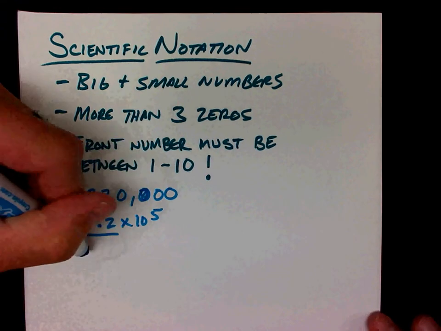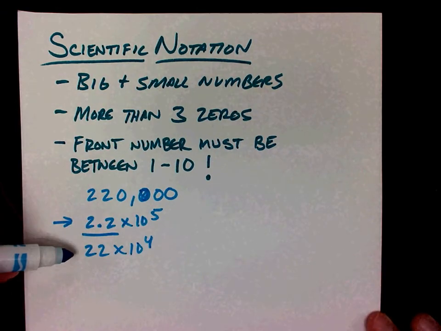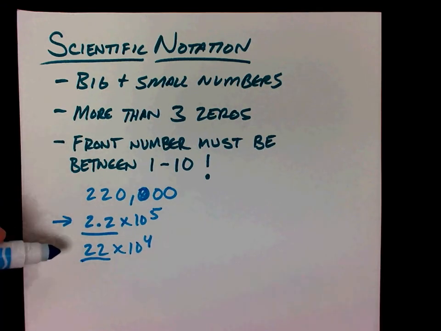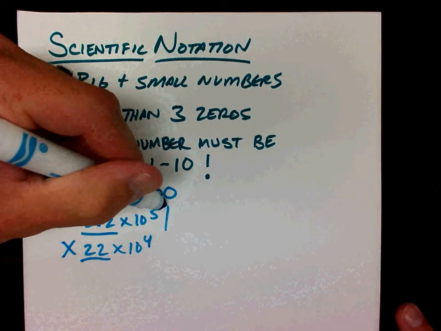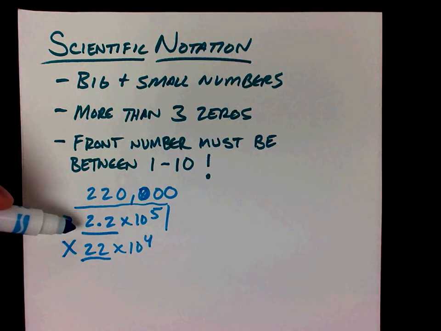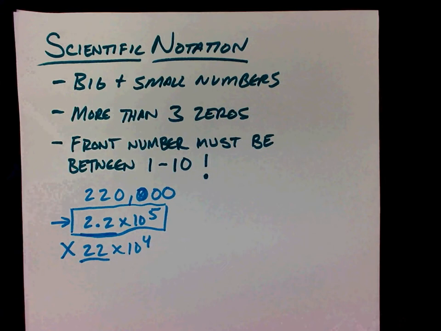You could have stopped short and done this, and numerically speaking, it's the same number, but if you notice, this front number is not between 1 and 10, so this would not be considered proper scientific notation form. So there's always just one correct way to do it. There's always a way to move the decimal to get a number between 1 and 10, and you just want to make sure that you do that so that it's right.